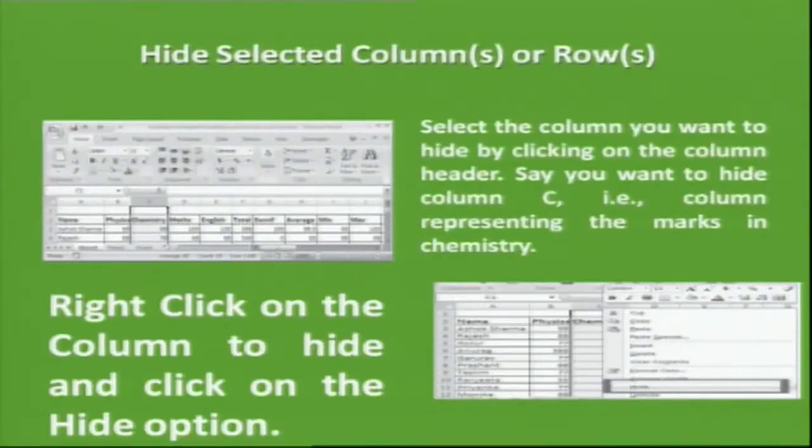Even on the same screen you can see that after Hide, the next option is Unhide. That Unhide option will not be visible if you have not hidden any rows or columns. Once you have hidden something, the Unhide option will be visible. So you can just select the particular option which you want to do.